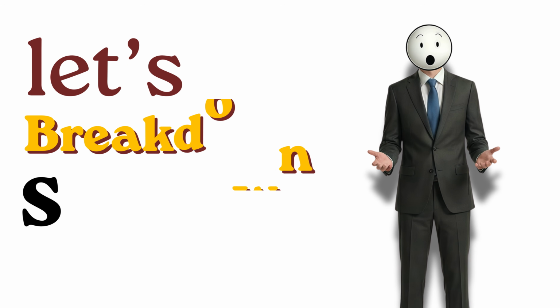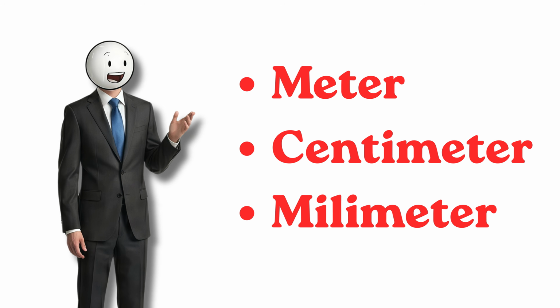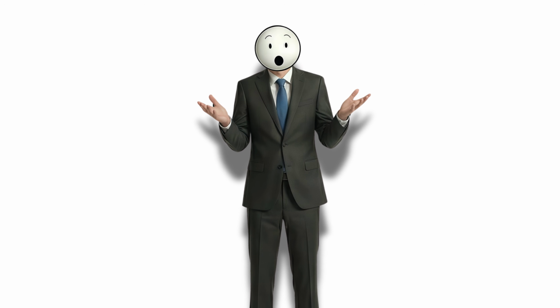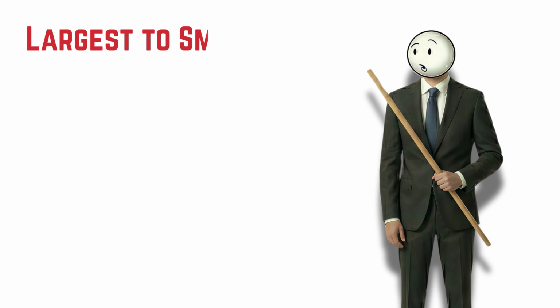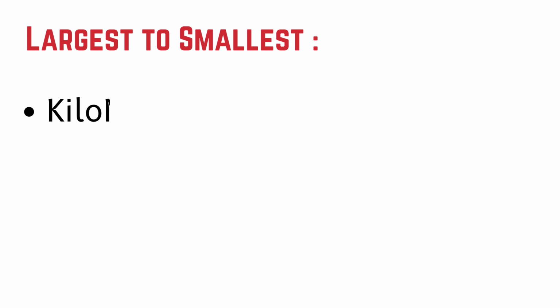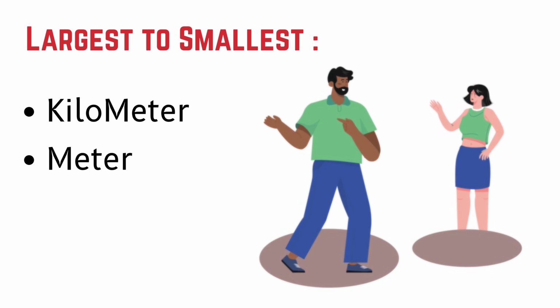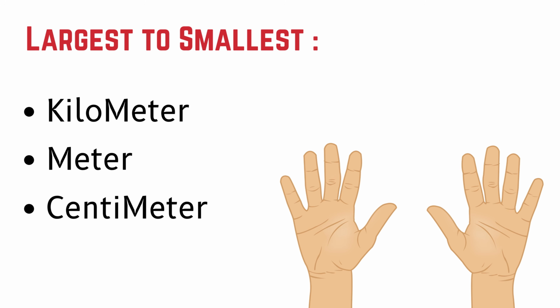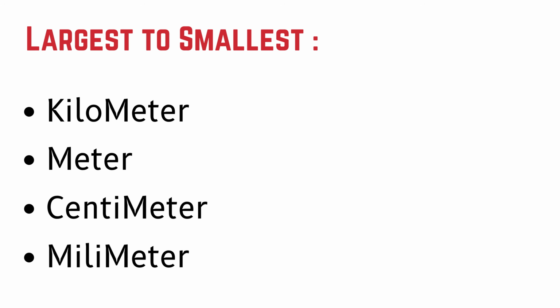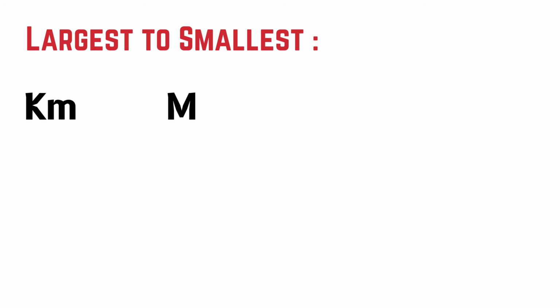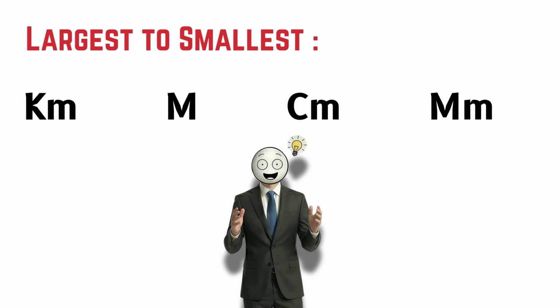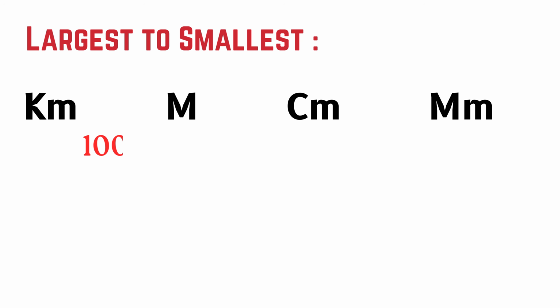Let's break down the shortcut to switching between distances. To convert correctly, you must know the order from largest to smallest. Kilometers, the big distances; meters, one big step; centimeters, the width of a finger; millimeters, the tiny lines. Line them up in that order and remember these three bridge numbers: 1,000, 100, and 10.